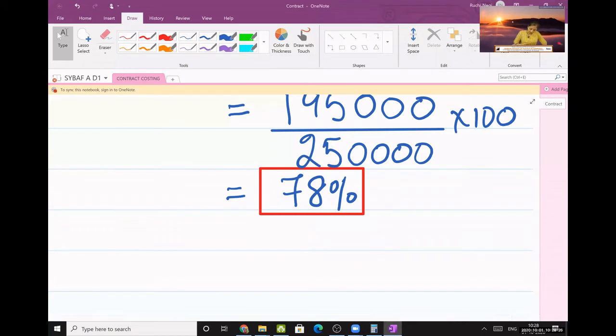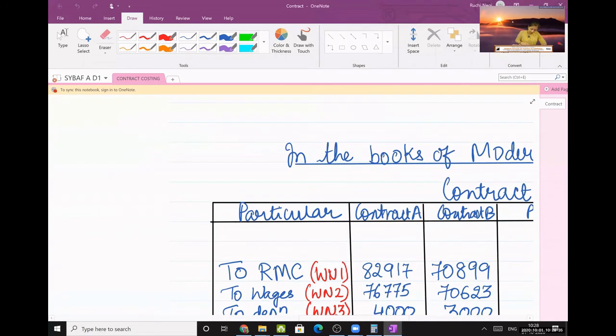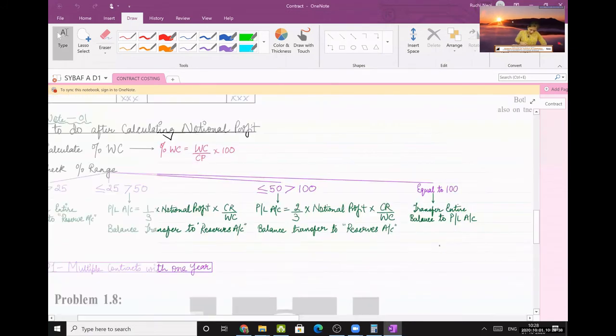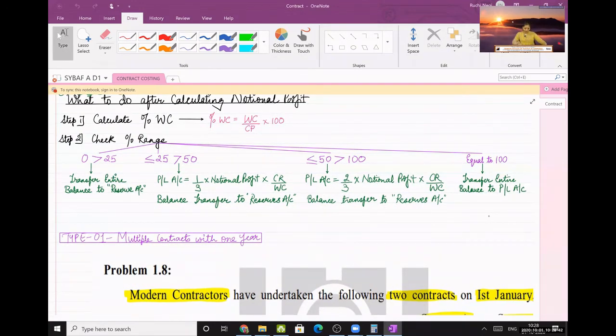Yeah, very good, Swapni. Yeah, 78%. So 78% matlab I fall in which range? Chalo, bolo, kaun se range mein hoon main? Write it in the chat box. 78% means which range? First, second, third, fourth. Very good students. Third range. Yes, exactly. So third range ka formula kya hai? P&L is 2/3 into notional profit into cash received upon work certified. So let us do that.